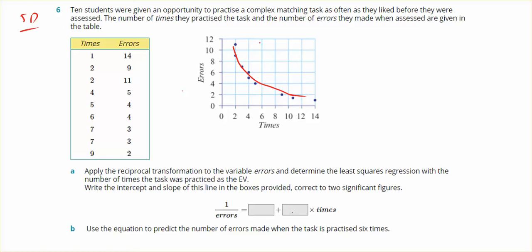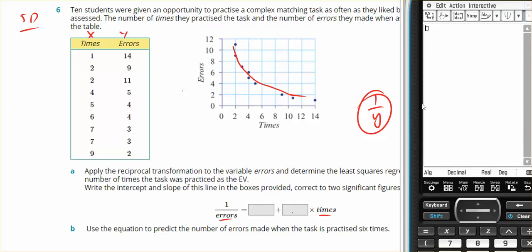Alright, so we know that time is my x and errors is my y, so errors is the response. Now let's have a look at what we're applying the reciprocal transformation on. Is it time? No, because it's not 1 divided by time. It's actually 1 divided by error. So this is a 1 on y transformation. Since it's a 1 on y transformation, we're going to enter the data on our calculator.